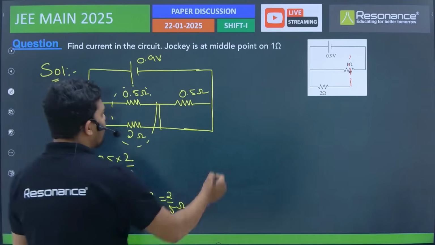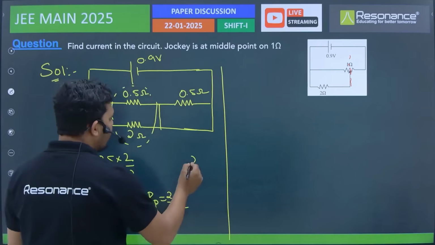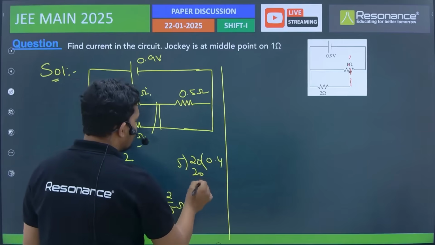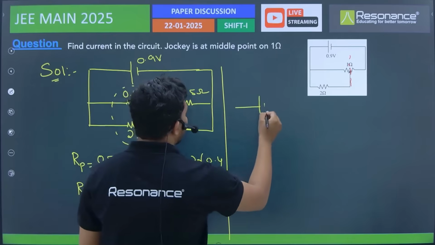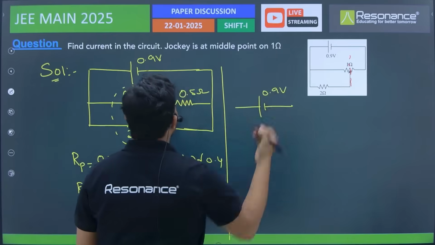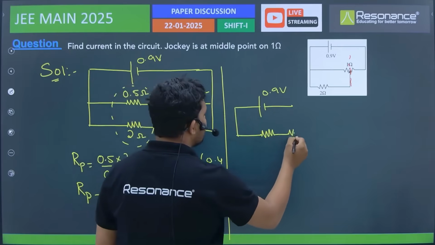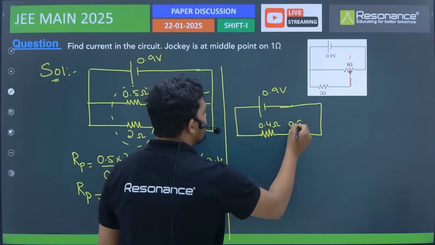Now, next we will proceed to the next part. So I can take this 2 divided by 5, which is directly 0.4. And this is going to be a new battery, that is nothing but a new circuit diagram I'm drawing here, 0.9 volts. Now here you have 0.4 ohms and this is going to be how much? 0.5 ohms.